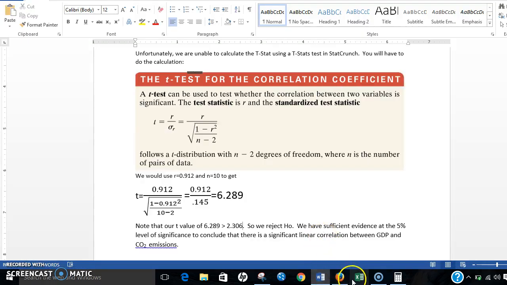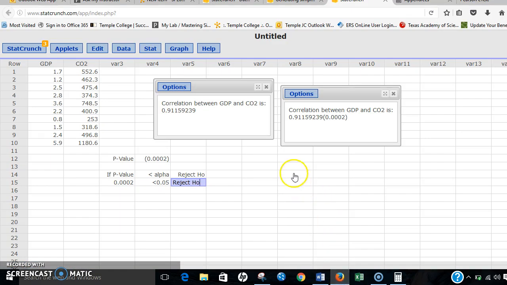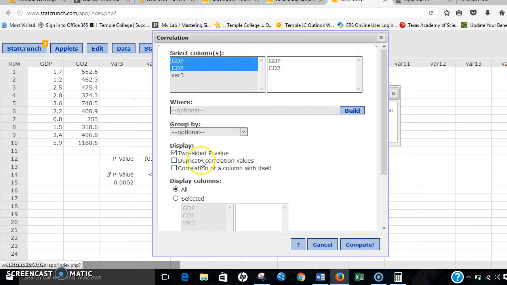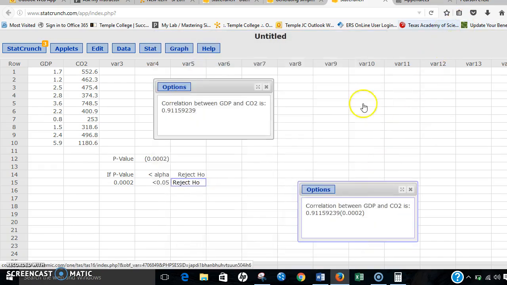I'm so sorry. Somehow or another I got off of the page. That gives you a p-value. All you need to do is be sure when you click the options that you check the box that says two-sided p-value. I hope this helps you make your way through section 1 of chapter 9.